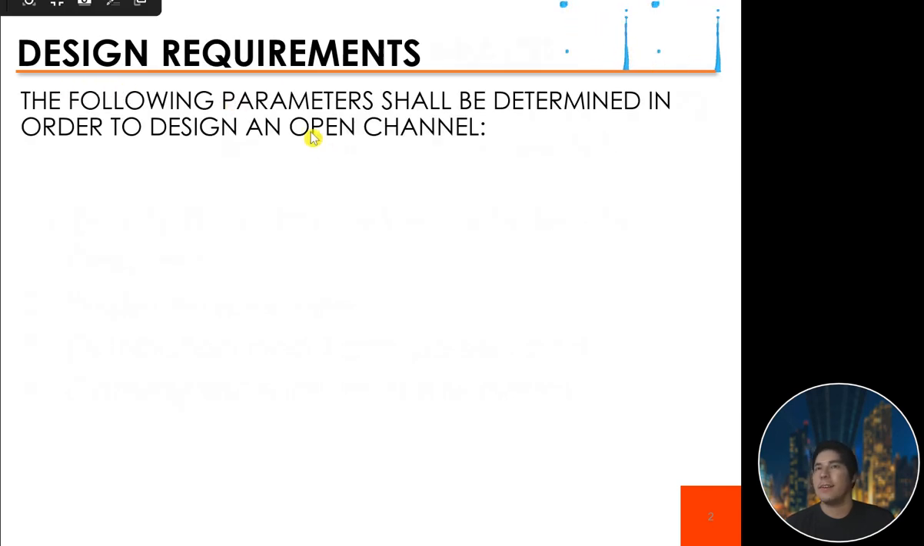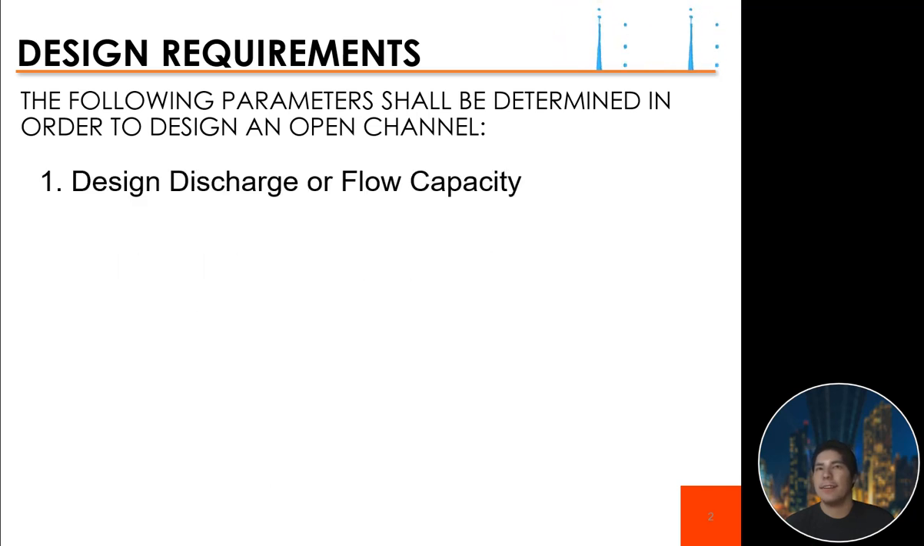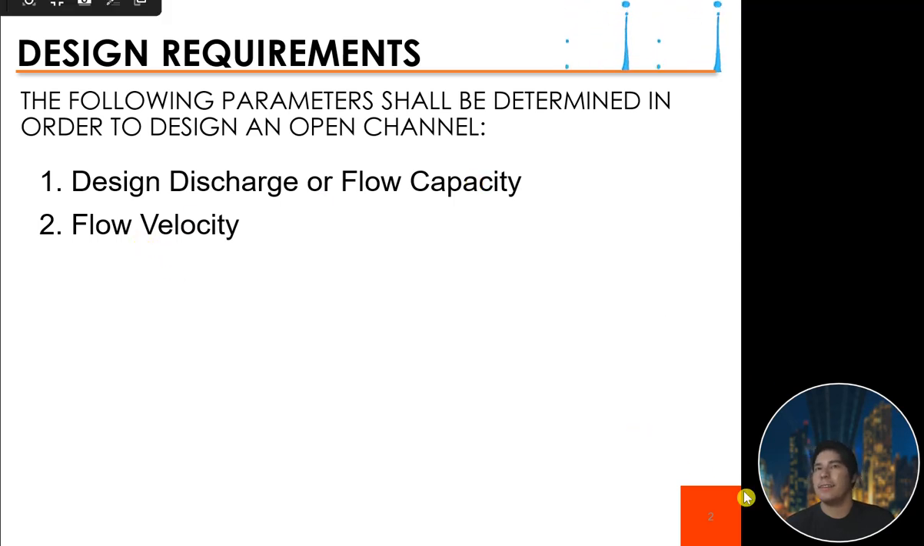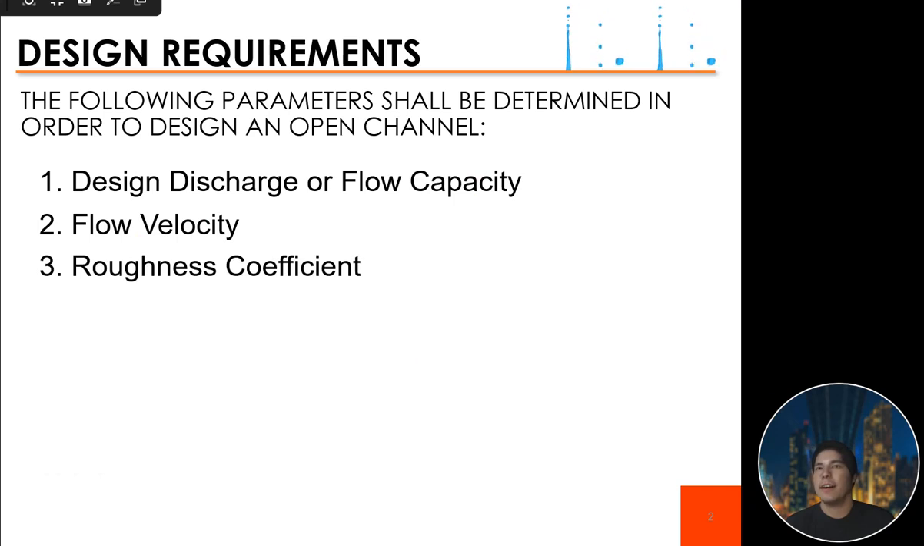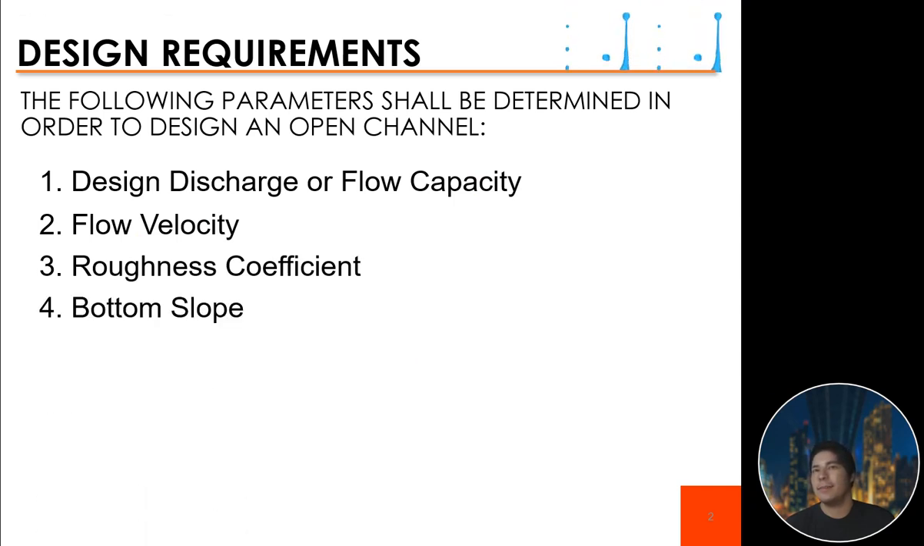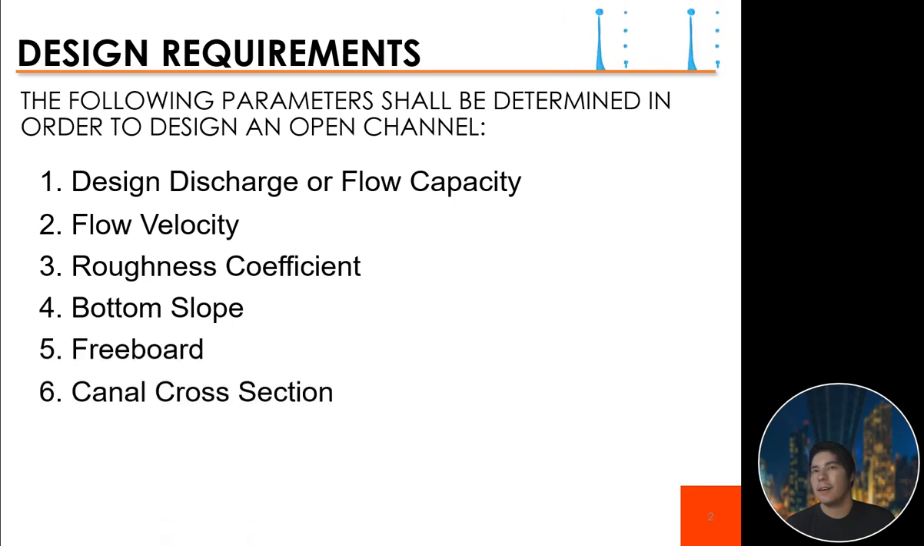So we have these design requirements. The following parameters shall be determined in order to design an open channel. We have the design discharge or flow capacity, and then we have the flow velocity. The third parameter is the roughness coefficient. The fourth is the bottom slope, or the channel bed. Then the freeboard and the canal cross section.